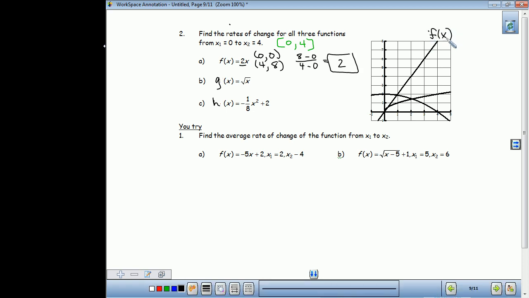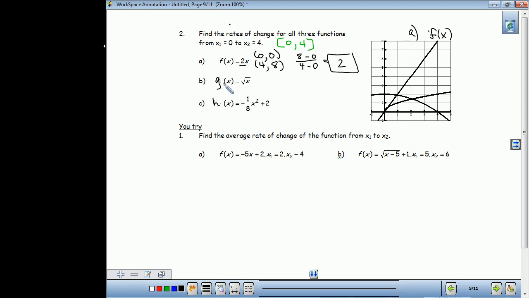This is f of x, isn't it? A is f of x. If I count up 2 over 1, up 2 over 1, up 2 over 1, up 2 over 1, up 8 over 4, that has a slope of positive 2. Okay?